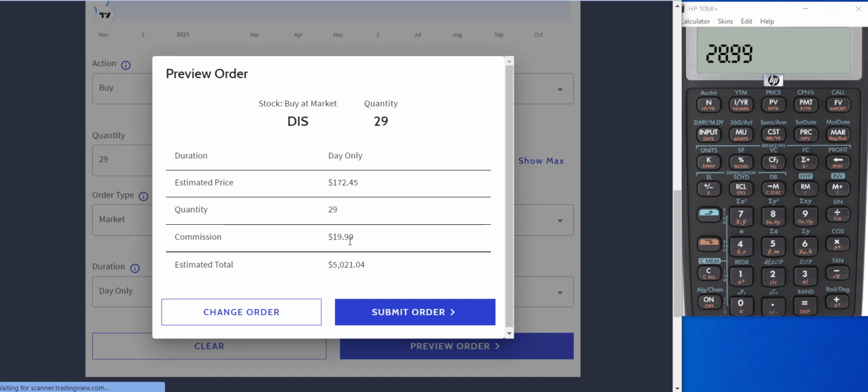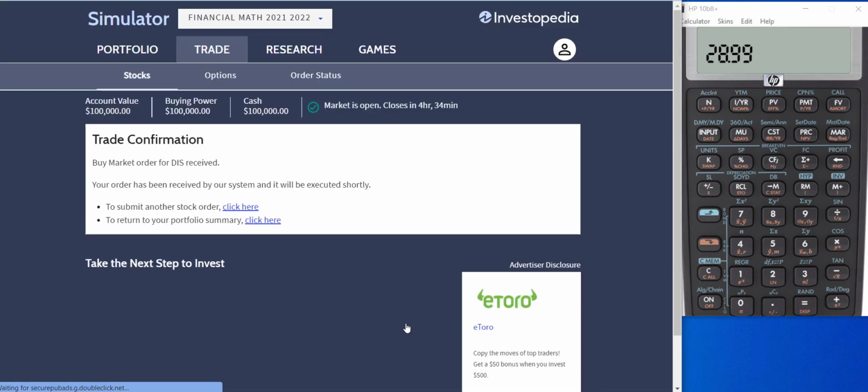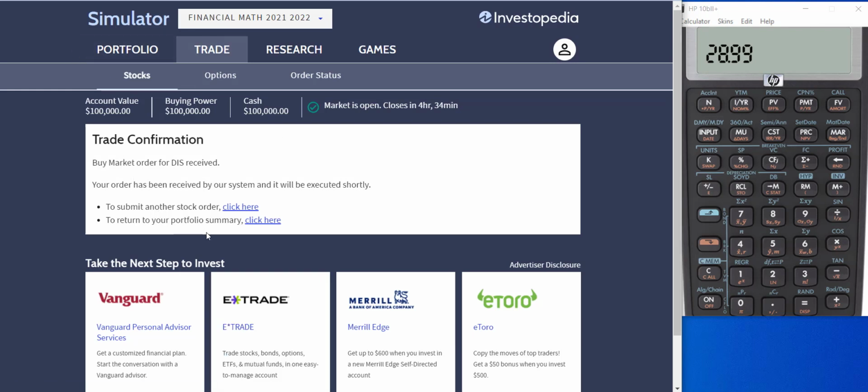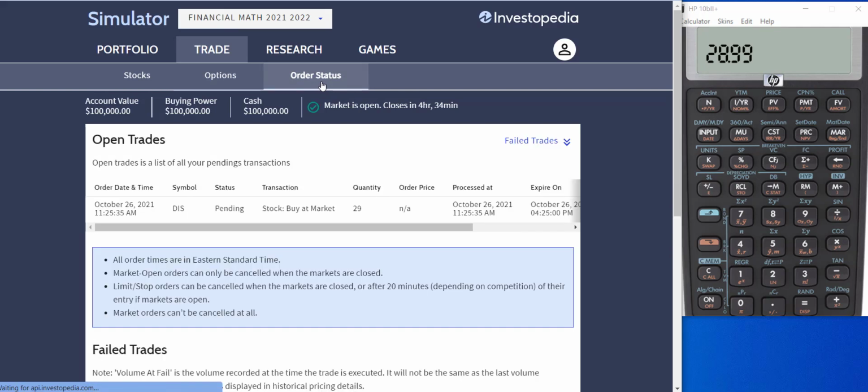The quantity, the commission. The commission is what you have to pay for someone else to do the trade for you. So it's just the processing fee. Every commission is going to be $19.99. Limits may have a slightly different price. I can't remember if I put that in with the way they normally do, or if I adjusted that. So I submit my order. It tells me the trade confirmation, your order has been received. I can then go on and look at my order status and see the process.